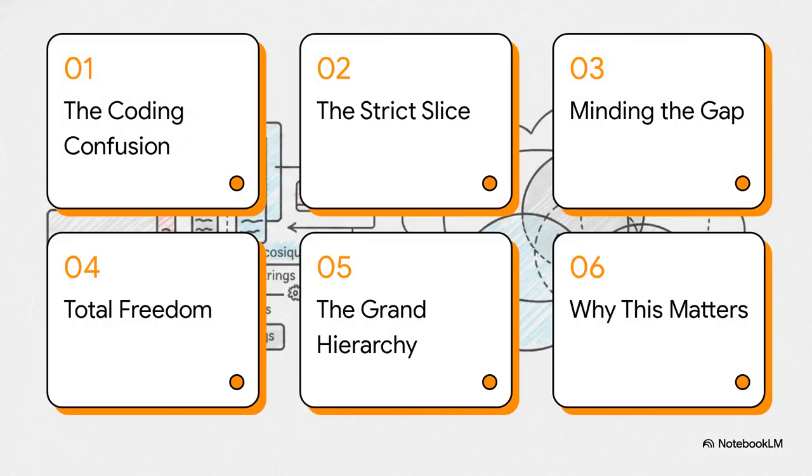Here's our roadmap for today. We'll start with the coding confusion, move into the strict slice, minding the gap, total freedom, the grand hierarchy, and wrap it all up with why this matters.